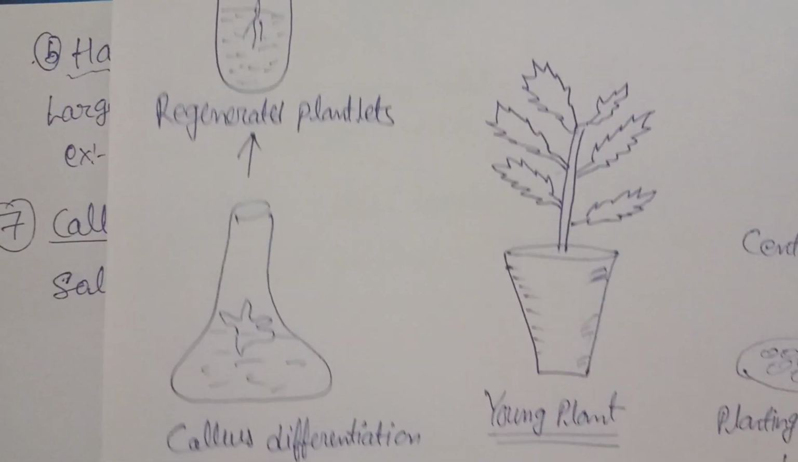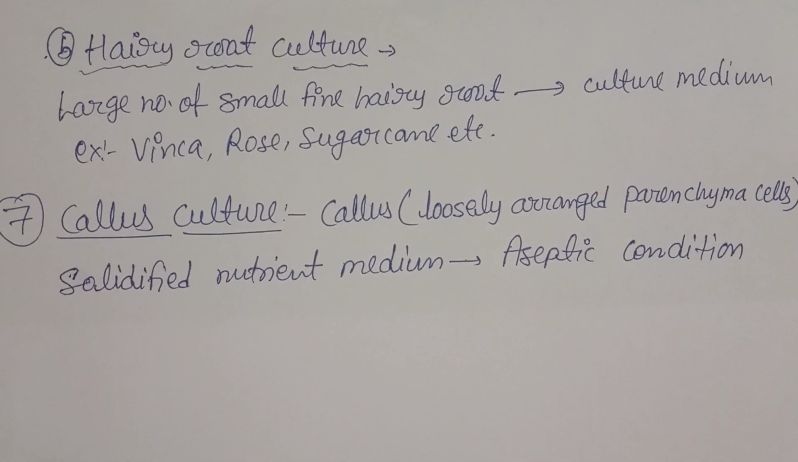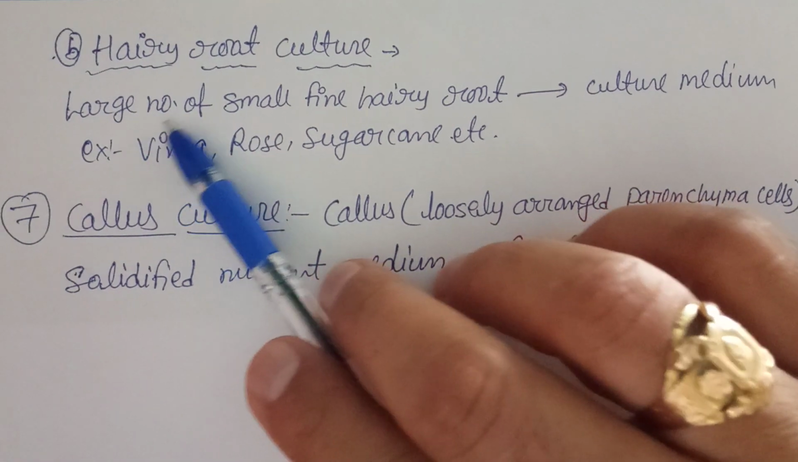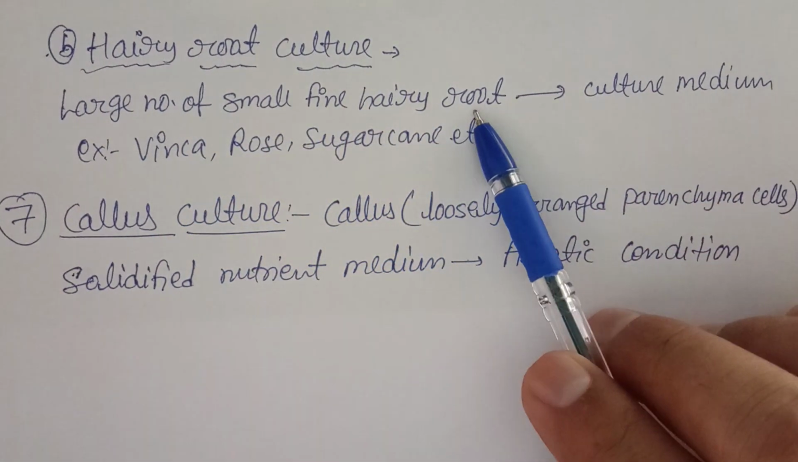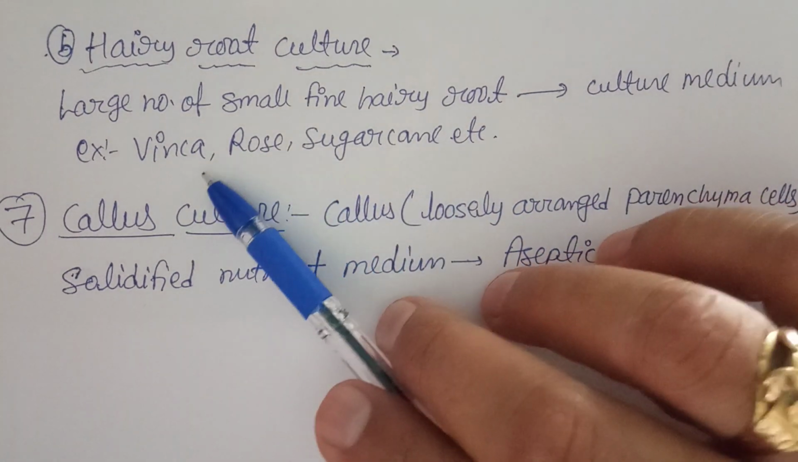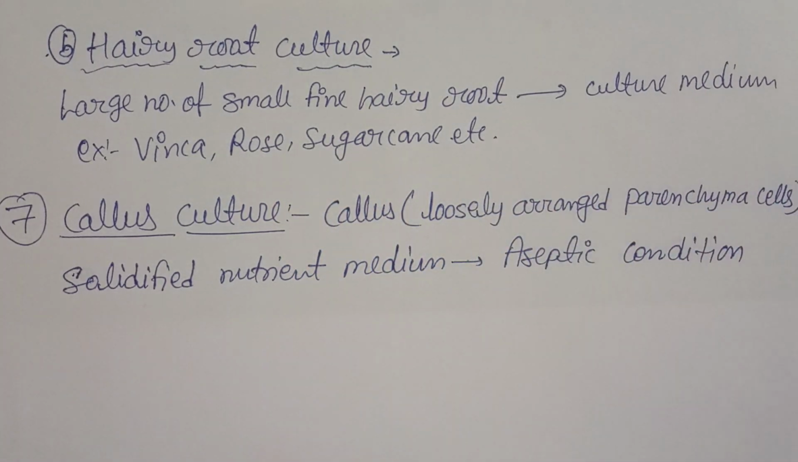Then the other one is the hairy root culture, right? Hairy root culture is the second type of ovule and embryo culture. In this, a large number of small fine hairy roots have to be excised or collected and put into the culture medium. In this we are doing vinca; vinca, rose and sugarcane can be done, right?